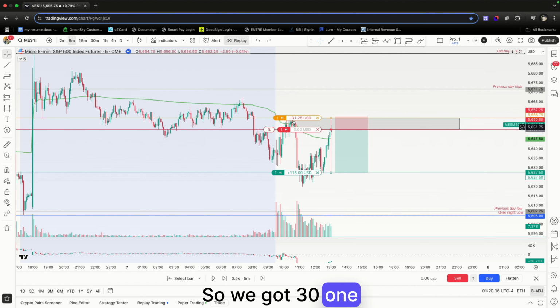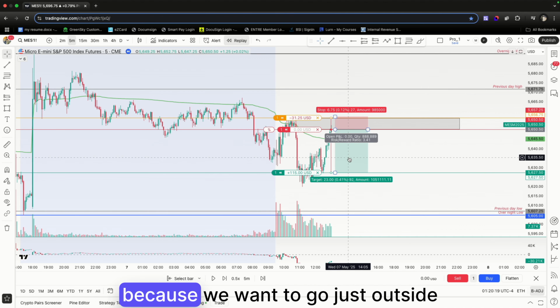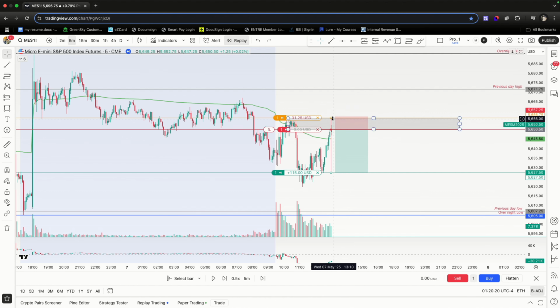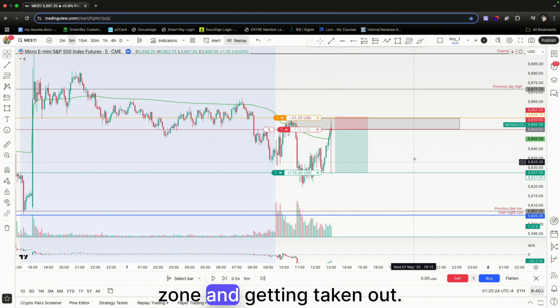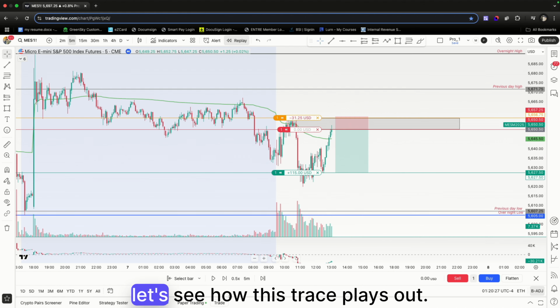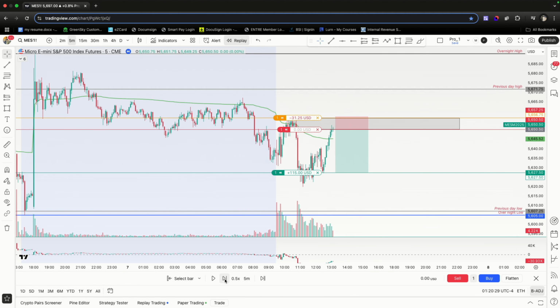So we got a $31 stop loss because we want to go just outside the supply zone. That way we're not wicking up into the zone and getting taken out. All right, let's see how this trade plays out.